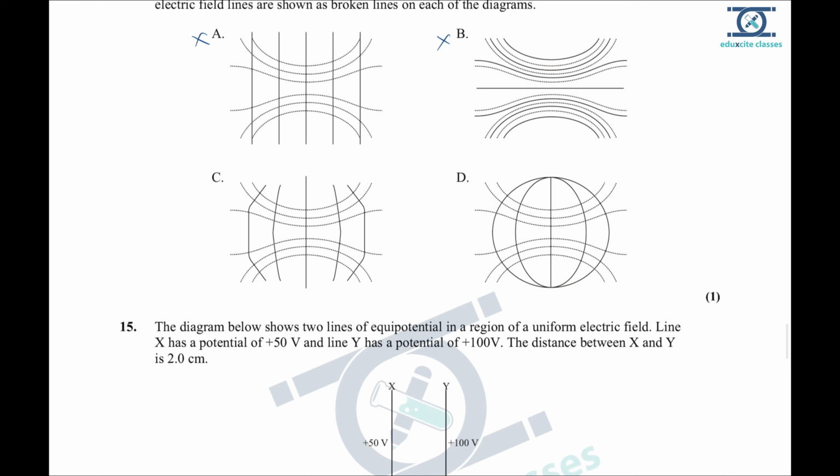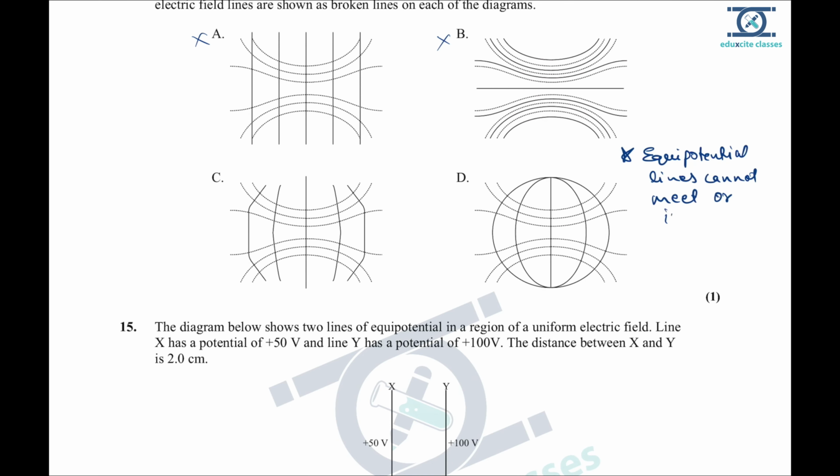Now to select between options C and D, one most important point is that equipotential lines cannot meet or intersect.